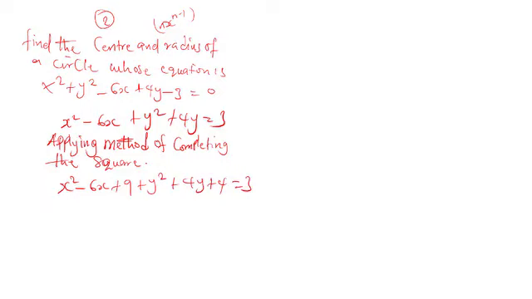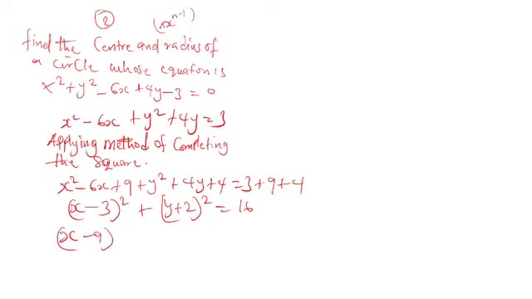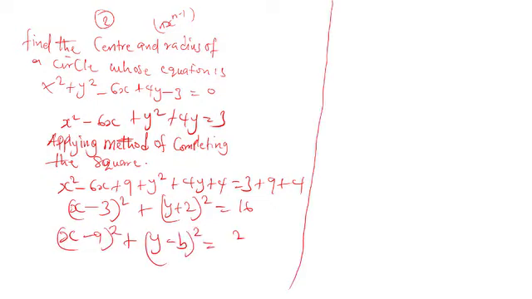Now I want us to convert it into a simple equation. You added 9 here and 4, so you do the same on the other side, plus 9 plus 4. The next thing we do is take it into a simple equation by writing x minus 3 all squared plus y plus 2 all squared equals 16. You've seen that this very equation has taken the shape of a circle, x minus a all squared plus y minus b all squared equals r squared.